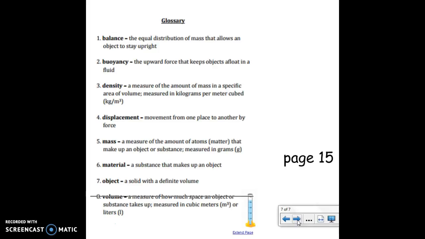6. Material, a substance that makes up an object. 7. Object, a solid with a definite volume. 8. Volume, a measure of how much space an object or substance takes up, measured in cubic meters or liters.